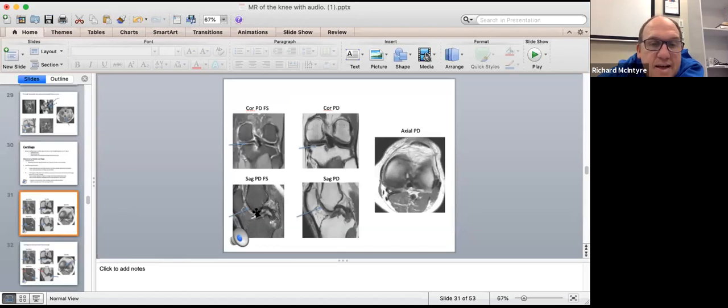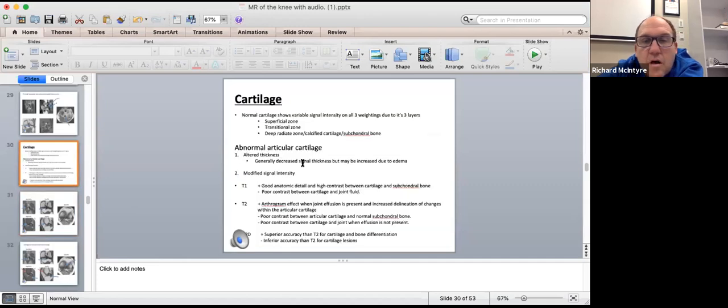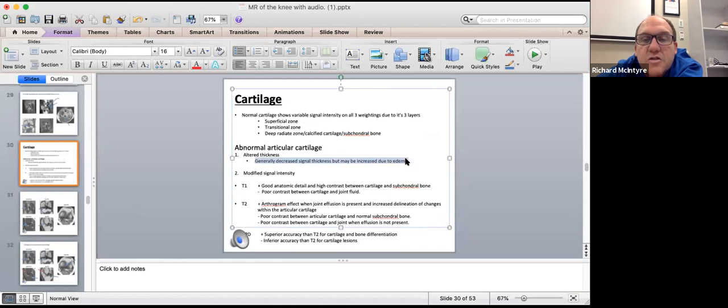Okay, and we can see the cartilage there. Again, different layers. We can see it hypo-intense best, and then we get a little bit of signal in a different layer along the synovium. Okay, so generally decreased signal thickness, but may be increased due to edema.